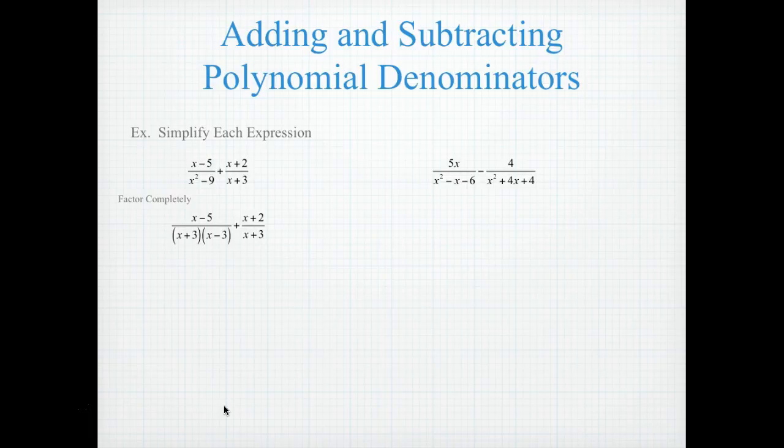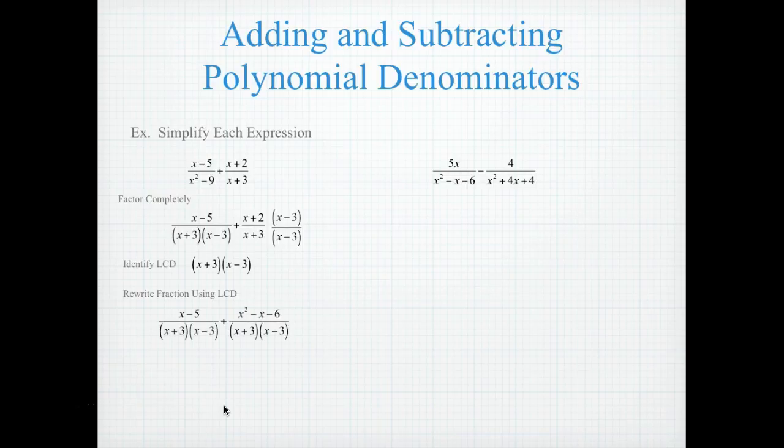So in this case, I have x plus 3 and x minus 3 on the left, and on the right, I just have the x plus 3. So my LCD is going to be the product x plus 3 times x minus 3. And my first fraction on the left already has the least common denominator. So I don't need to multiply the fraction on the left by anything. The fraction on the right, I need to multiply by the quantity of x plus 3 over x plus 3.